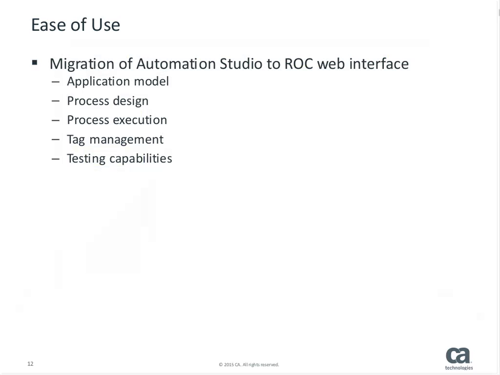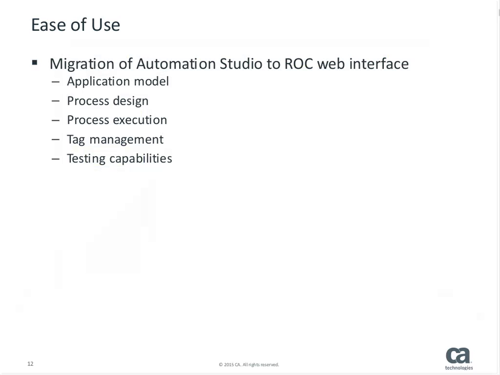Let's spend some time and talk about the things we did around the ease of use track. As you guys probably know, we currently have two different clients. The first one, called the ASAP, or the Automation Studio, deals with everything around building the application model, handling process design and execution, and some of the administration tasks like user permissions, server management, etc. We also have the second client, the Release Center, which is a web interface.